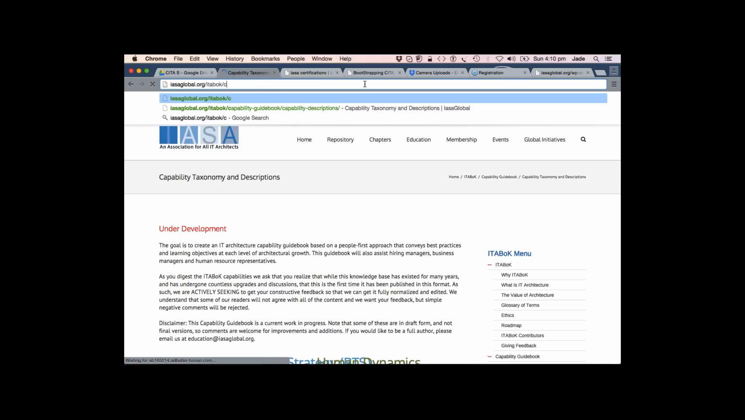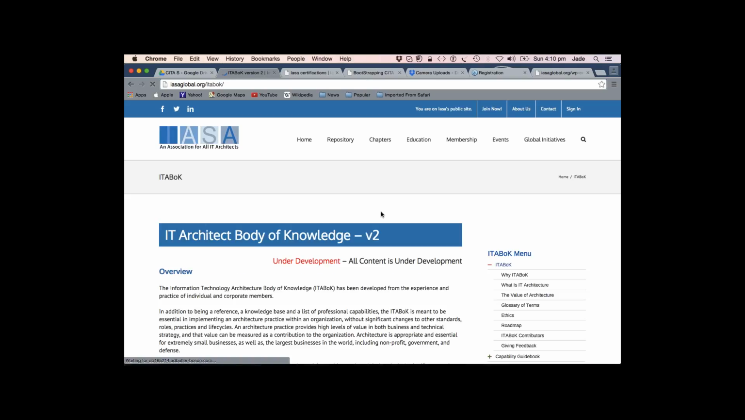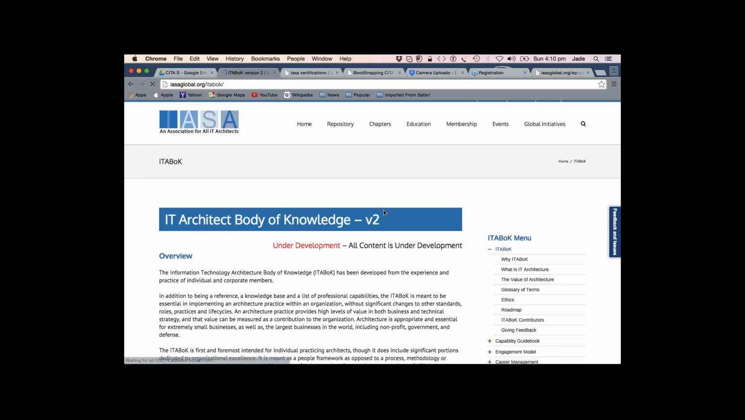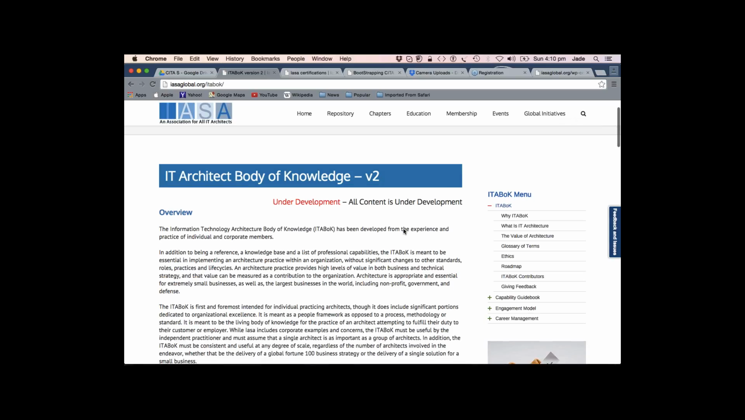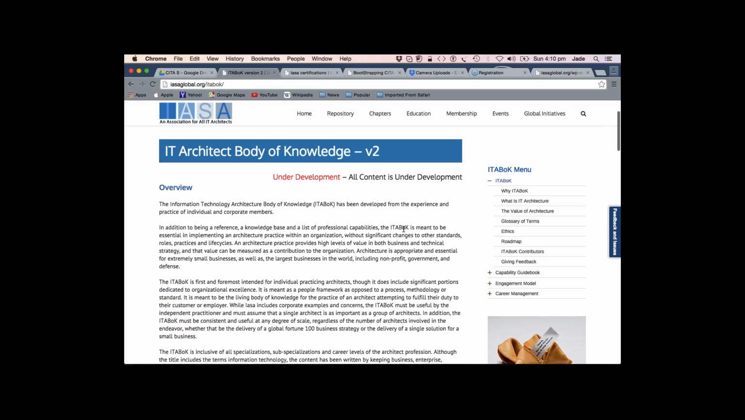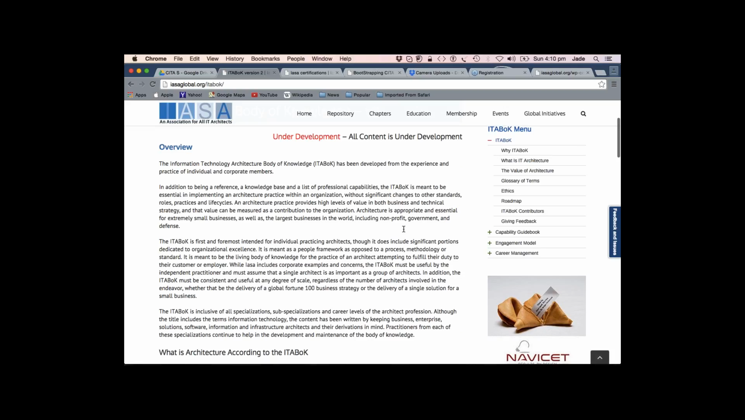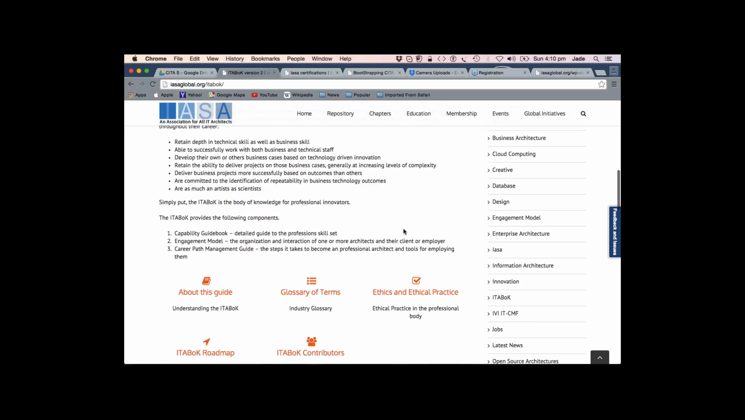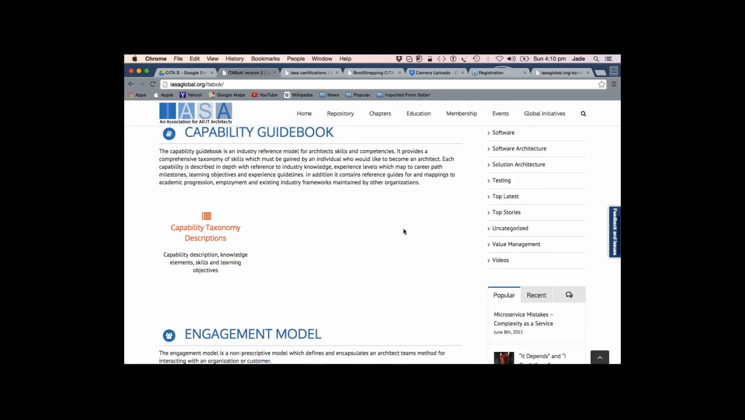We have not yet released it. September first week, that is day after tomorrow, we are releasing the ITABOC version 2 for our chapter leaders to communicate. Actually, we are going to do version 1.5, where you, Sanjay, and I myself are contributing to the ITABOC. I am contributing in the capability area of software architecture tools.